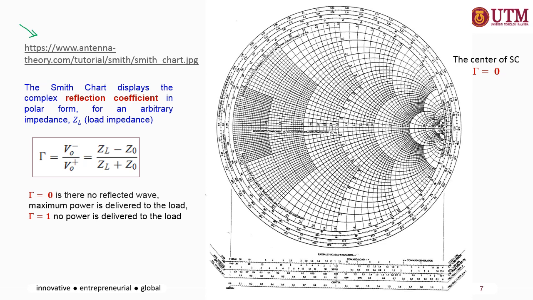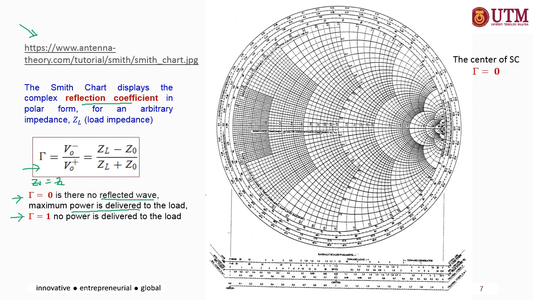Right, so just a quick recap on the reflection coefficient: once you know the normalized impedance, you can estimate the reflection coefficient from the Smith chart. So this is the reflection coefficient equation that you have learned earlier. When Z0 equals ZL, you know the system is matched, so the reflection coefficient will be 0. So there's no reflected wave, and all the maximum power or signal is transmitted to the load.